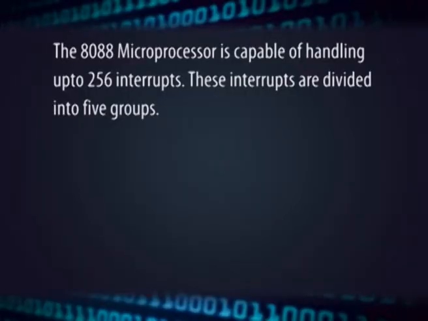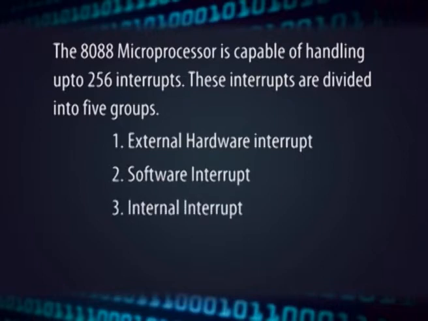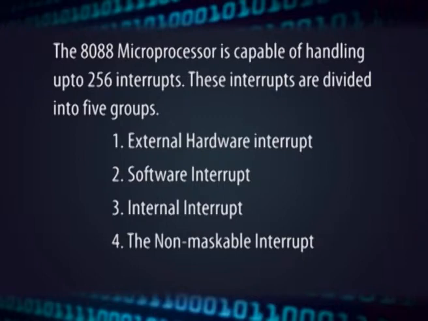The 8088 microprocessor is capable of handling up to 256 interrupts. These interrupts are divided into 5 groups. The first group is external hardware interrupt. The second group is software interrupts. Third group is internal interrupt. Fourth group is non-maskable interrupt. And the final one, fifth group, has one interrupt called reset.